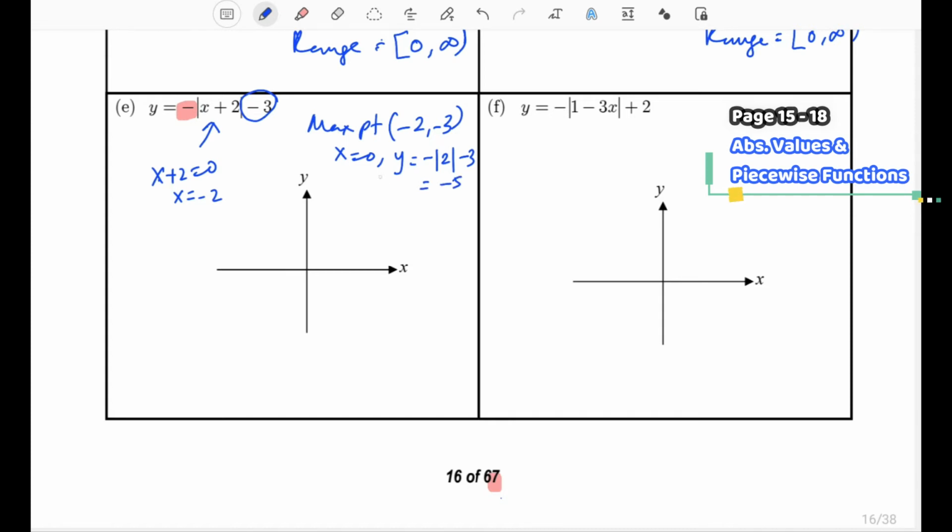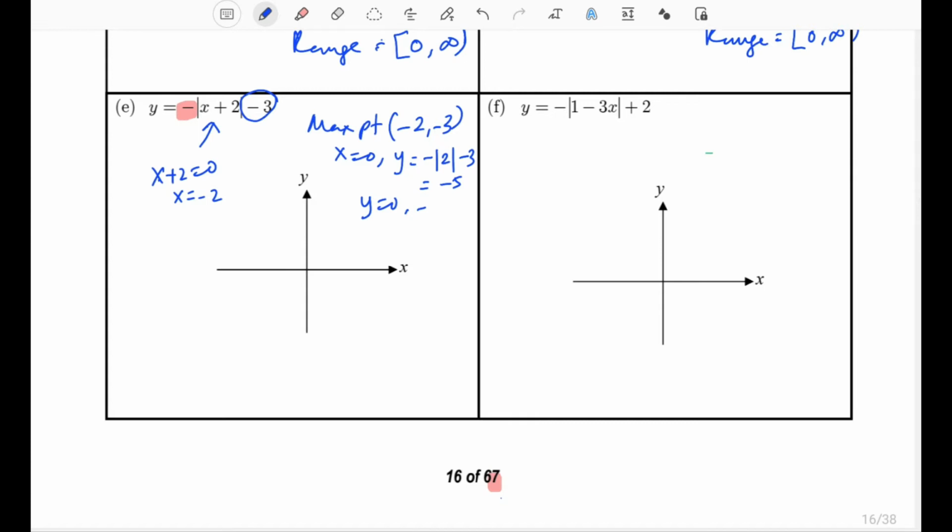Alright? Okay, when y is 0, so you get x, you get what? Negative of modulus x plus 2 minus 3 equals to 0. So you get modulus of x plus 2 equal to -3. Alright? So the modulus becomes plus minus of x plus 2 by definition. Right? So we get x plus 2 equal to -3. So we get x equal to -5.